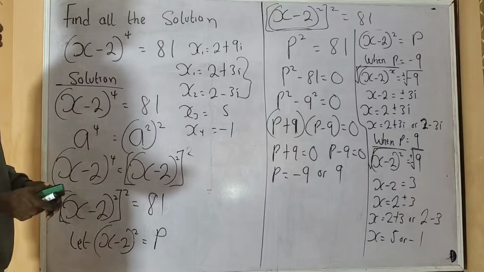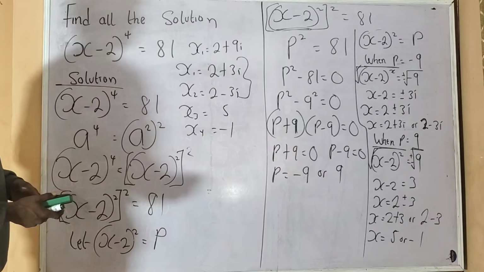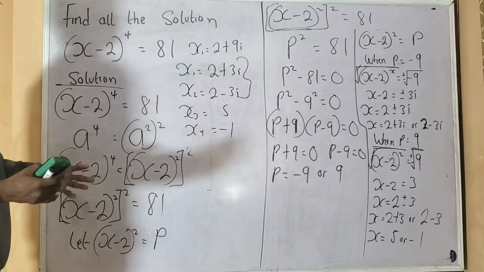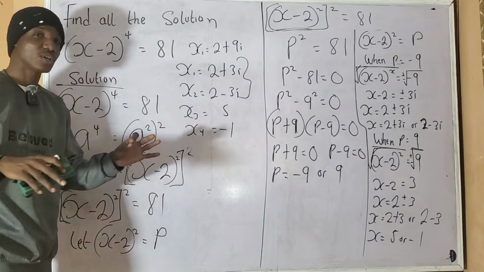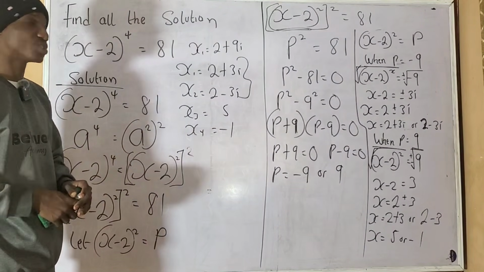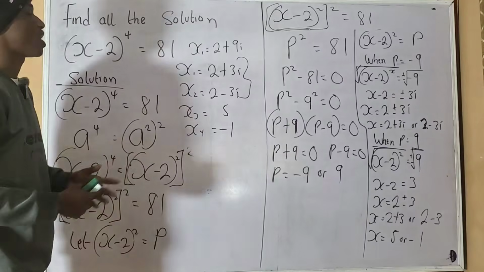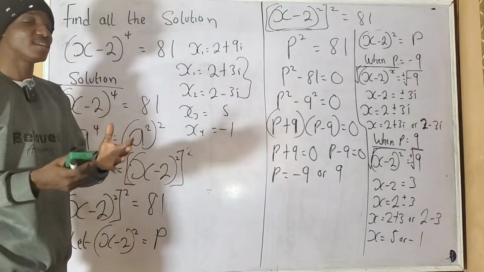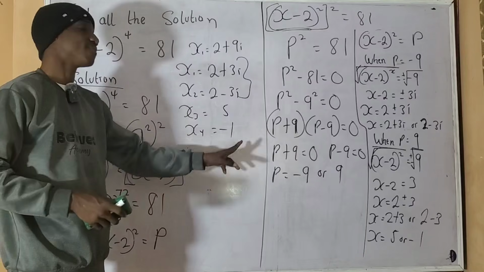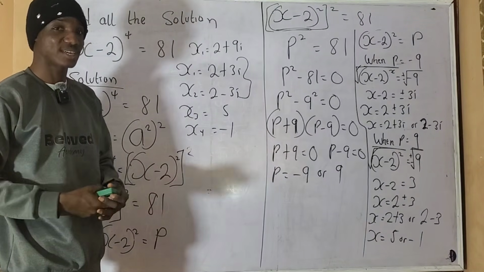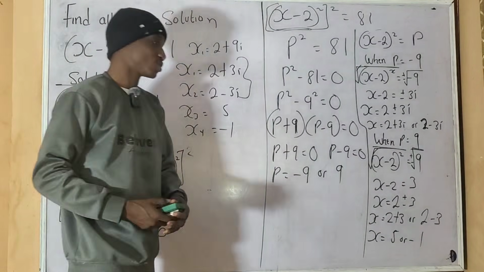Whenever you are asked to find all the solutions of an equation, you are asked to solve for all the values of the unknown in that equation. You understand? But let's say you are only asked to find real roots. The real roots are 5 and negative 1, because they do not have an imaginary unit. So that is the solution to the question.